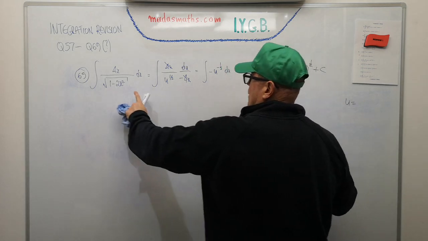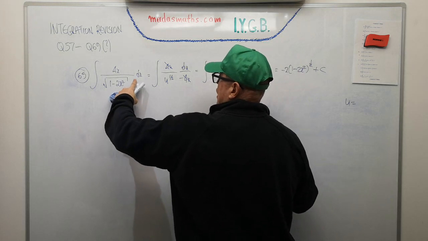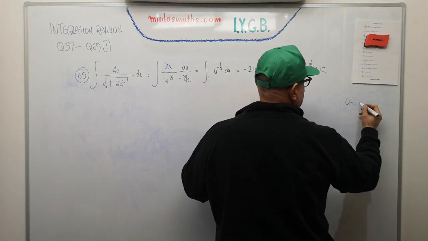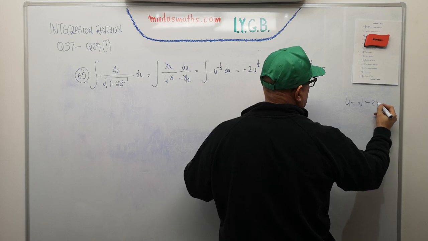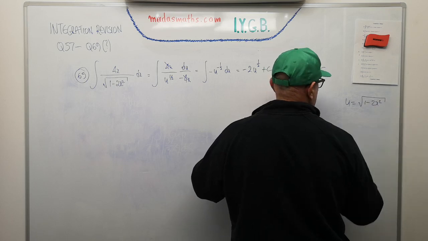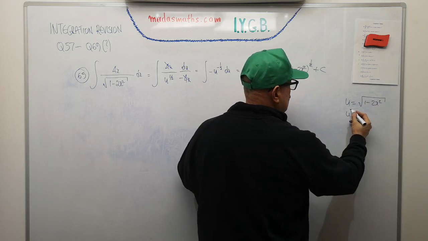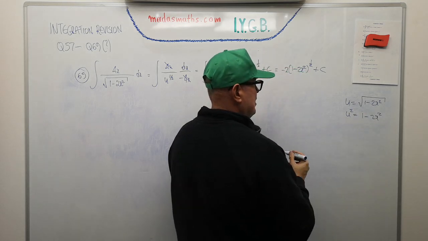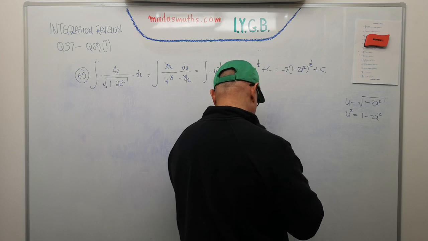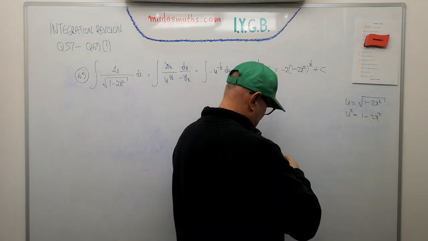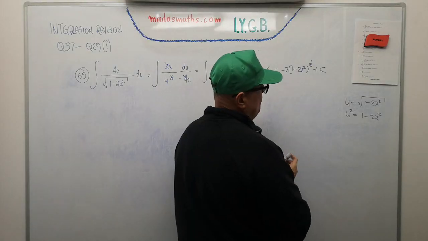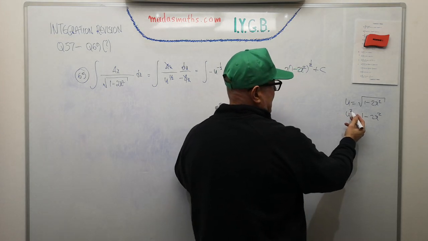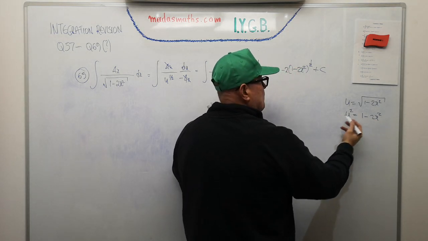So this time I'm going to say u is the whole of the square root. So u is the square root of 1 minus 2x squared. You're advised to square your u before you do anything in this type of scenario. After that, you will differentiate implicitly this equation.